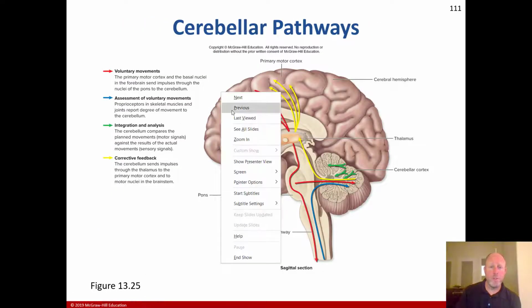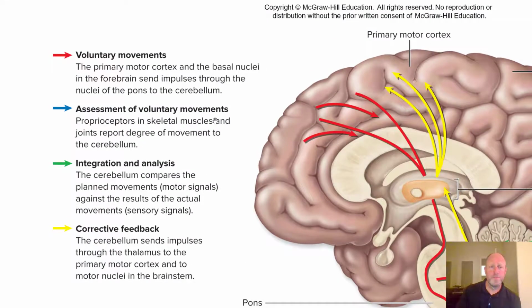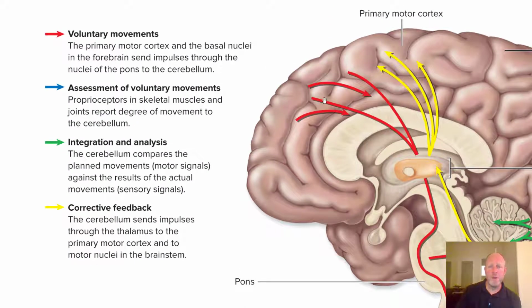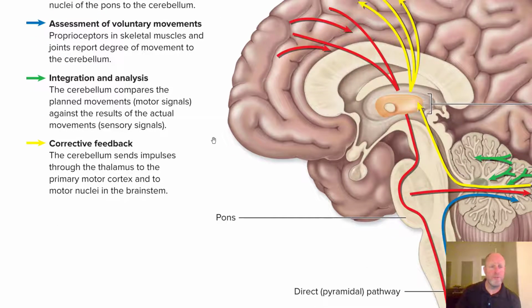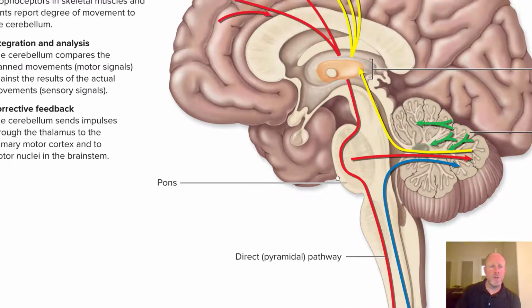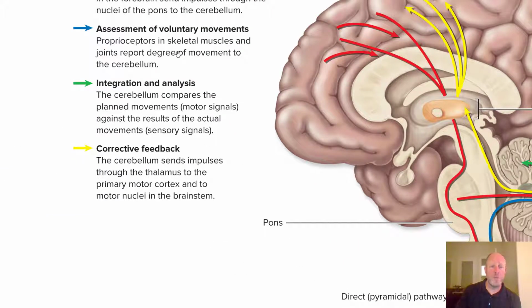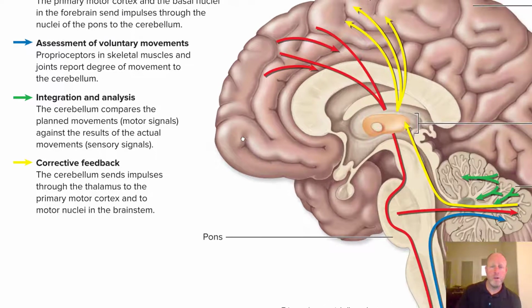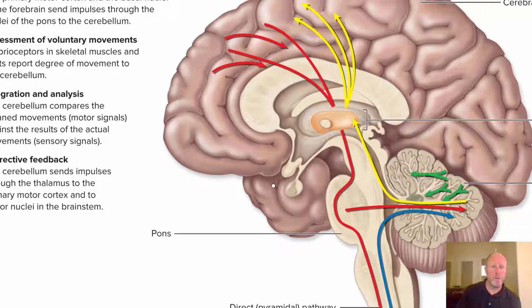So our cerebellar pathways here for involuntary movements, with efferent information sent back to the muscles. The primary motor cortex, the basal nuclei, and the forebrain send impulses through the nuclei of the pons to the cerebellum and then out to the body from there. And of course, blue here denotes information coming to the cerebellum: proprioceptors in skeletal muscles and joints report degree of movement to the cerebellum. The green here is integration and analysis within the cerebellum.